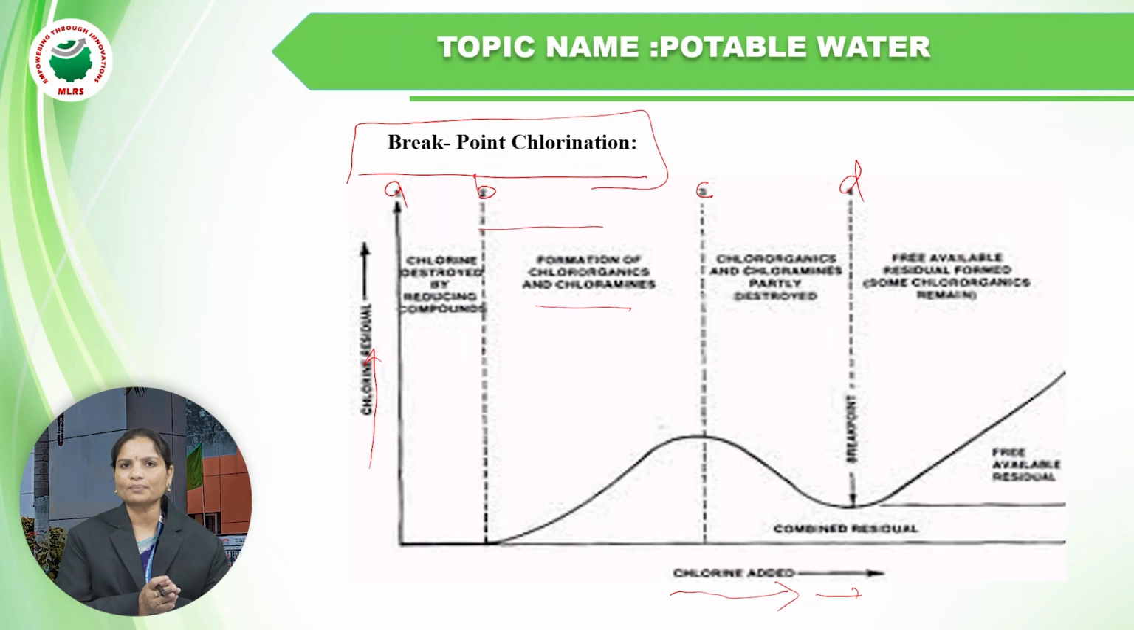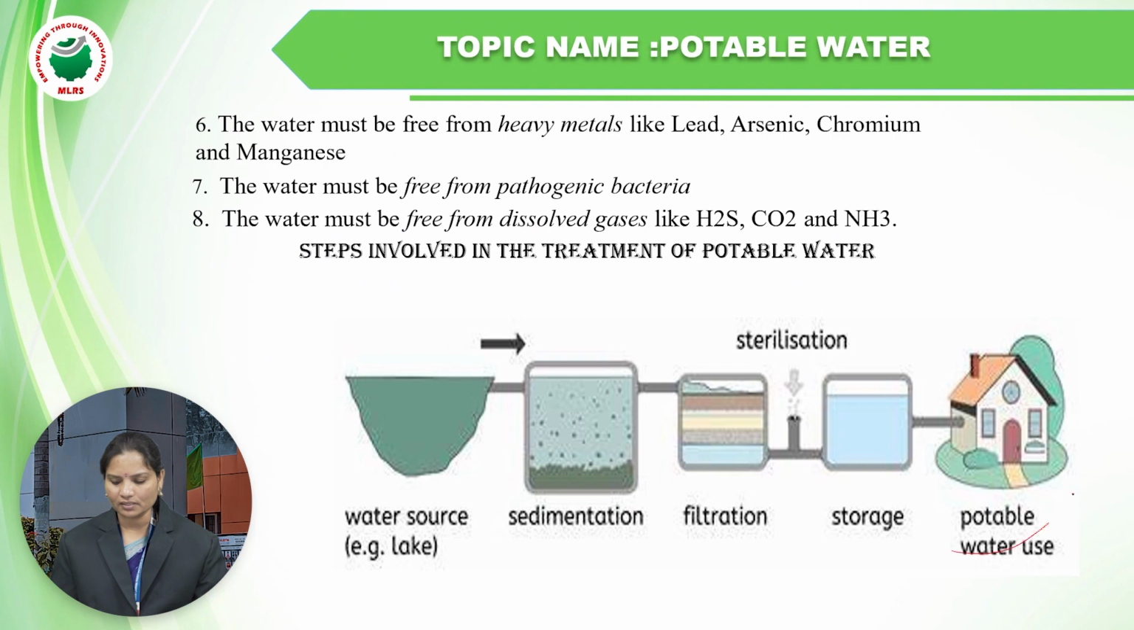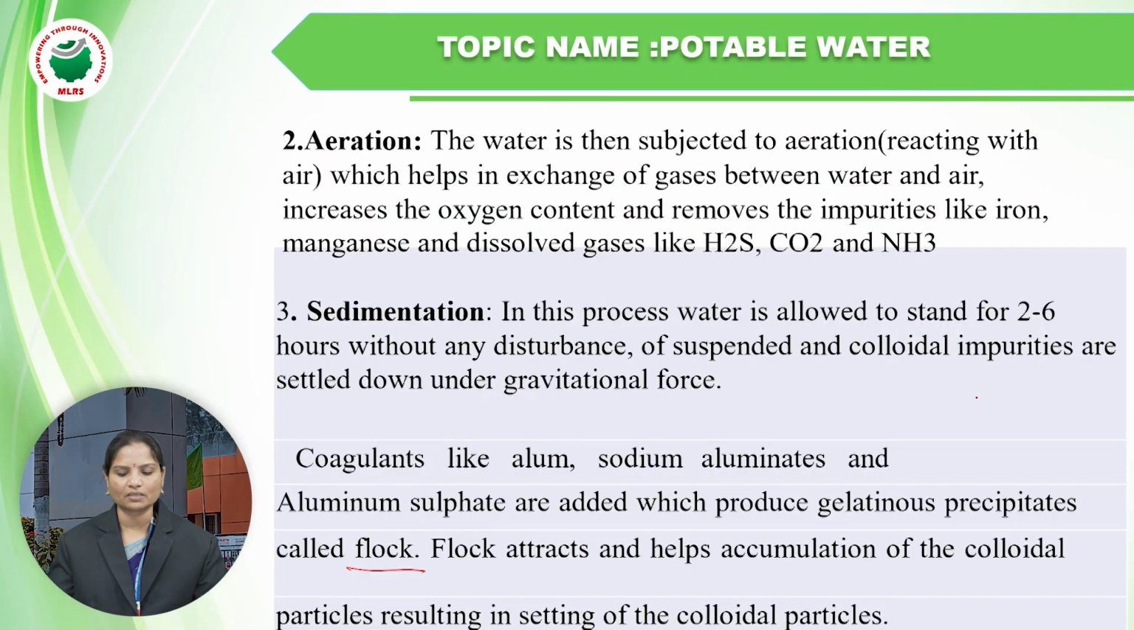Step 1 is the screening process, step 2 the aeration process, step 3 the sedimentation process, step 4 the disinfection process, and step 5 breakpoint chlorination. These are all the steps we use to eliminate all the impurities from the water, and we get our drinking water, that is, potable water. After this, the water is stored and distributed through pipelines to our homes. So this is the process we observed in the treatment of potable water.